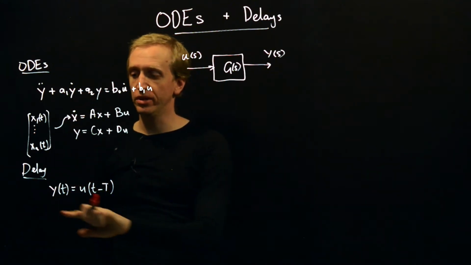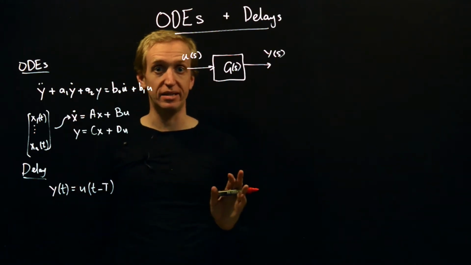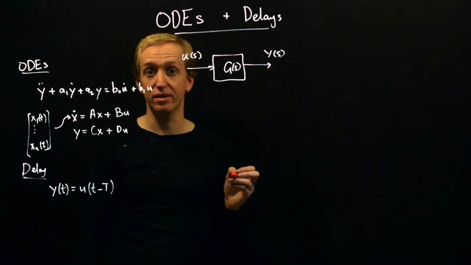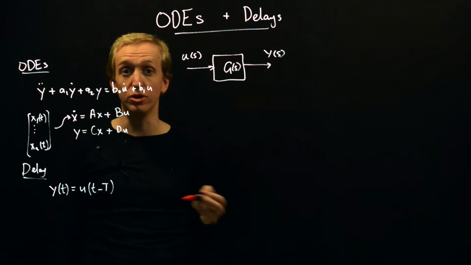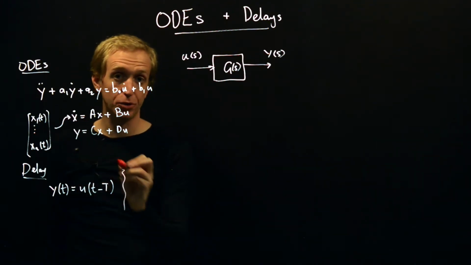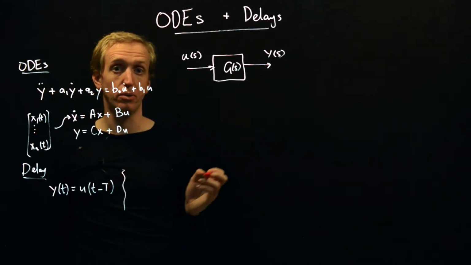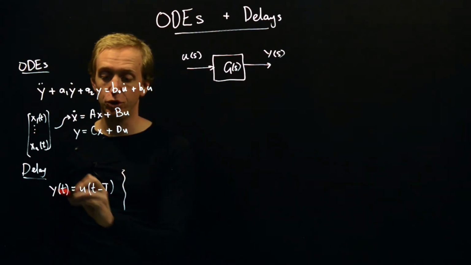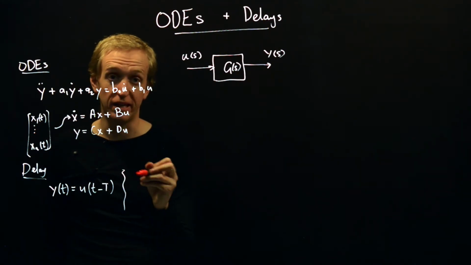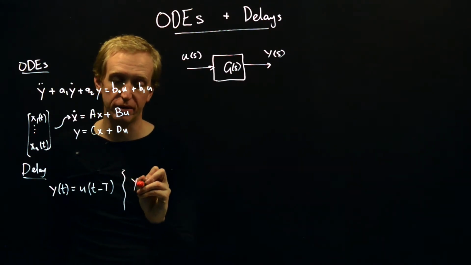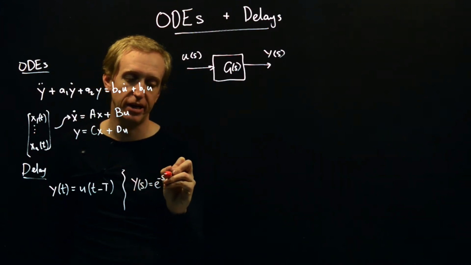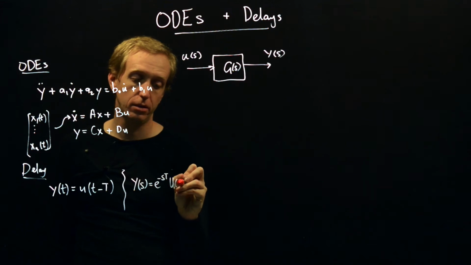Well, we could do the delay first. Delay is the easiest one. And in fact, I'm just going to leave this as an exercise for you to do, if you're interested. Just by taking Laplace transforms here and using a simple change of variables, show that this equation can be written as y of s is equal to e to the minus sT u of s.